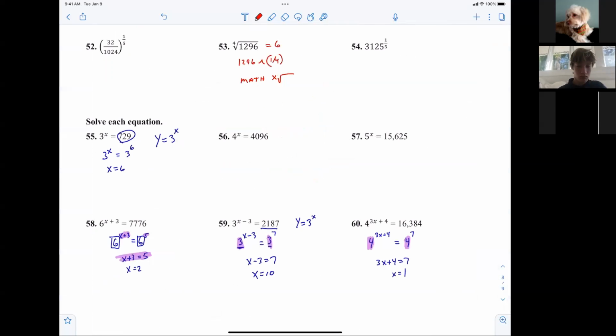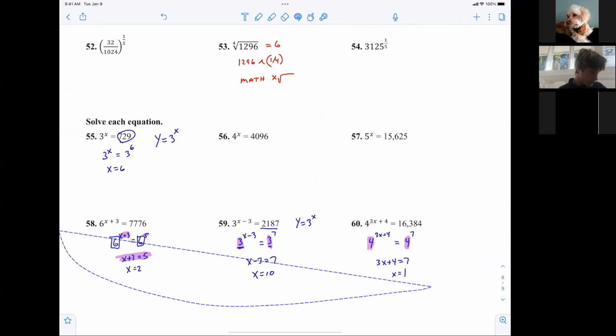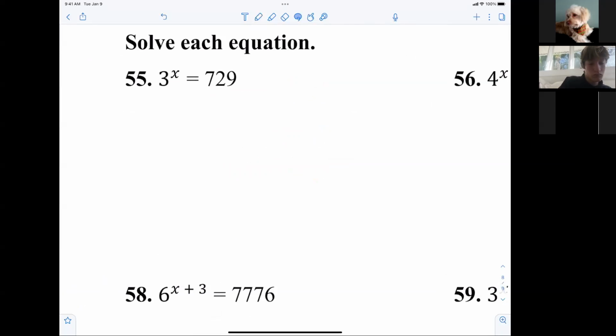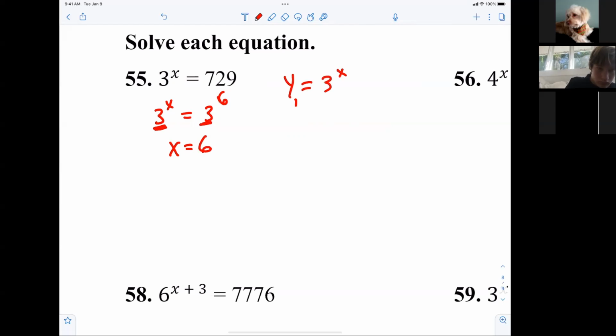Now let's go ahead and check out 55. 3 to what power is 729? Somebody said, is it to the 6th? So then X was obviously 6. Remember, if the bases are the same, the exponents must be equal. So that's why X equals 6. You go Y equals, and under Y1, you type in 3 to the X. Then you go to your table and you just plug in 1, 2, 3, 4, 5, 6 until you get to the right answer. All right. Is everybody okay with that?